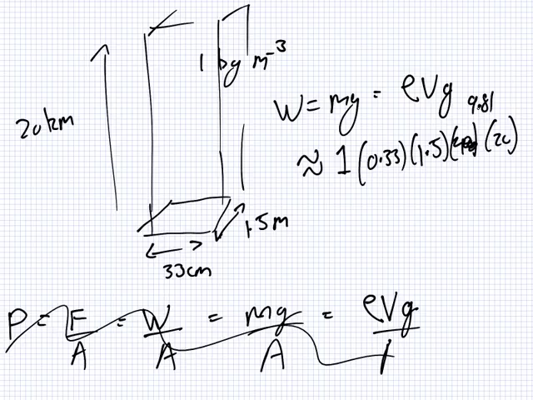So this will be about 10 times 20, this is 200. Let me do it in my head, please. 10 times 20 is 200. 200 times 1.5 is 300. 300 times 0.33 is about 100. So it's about 100.